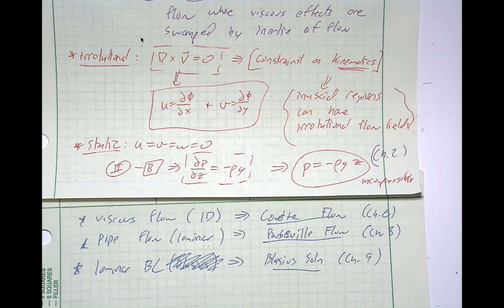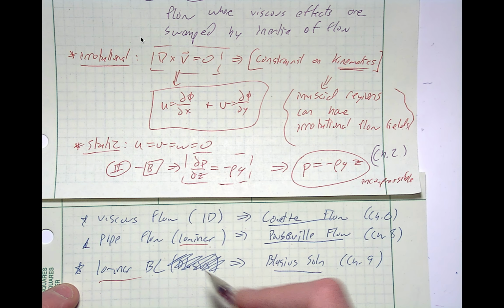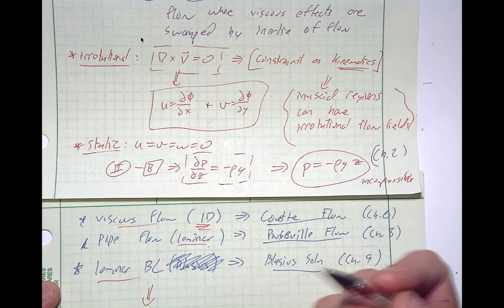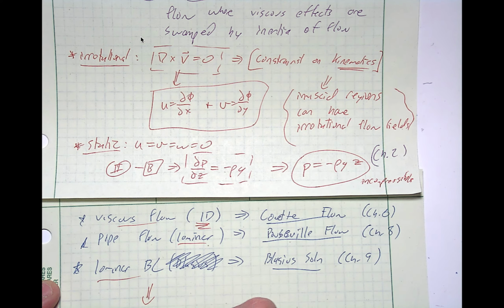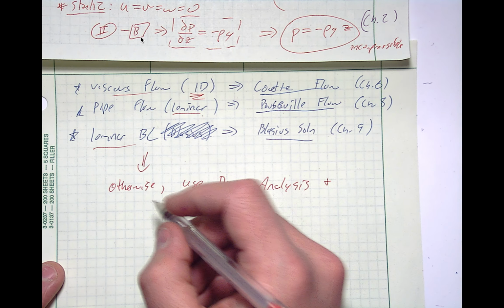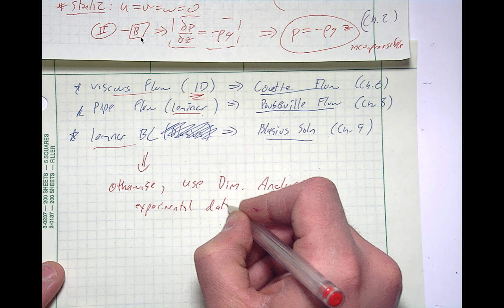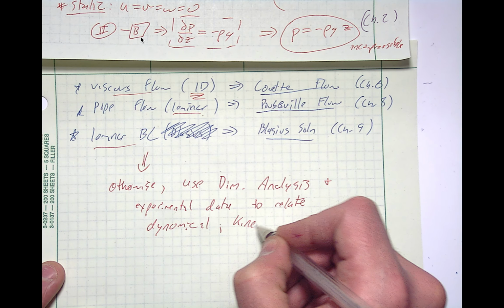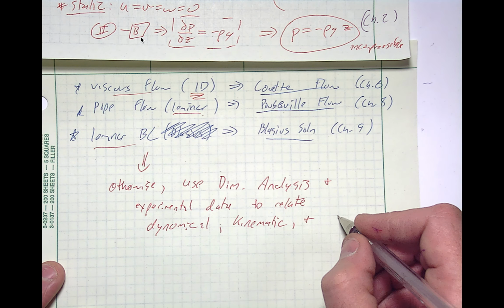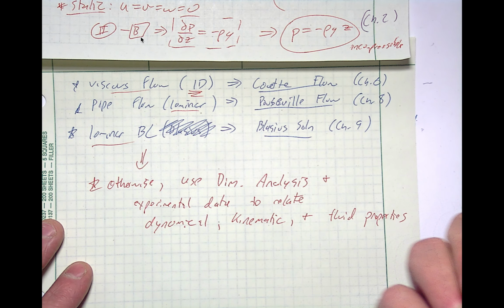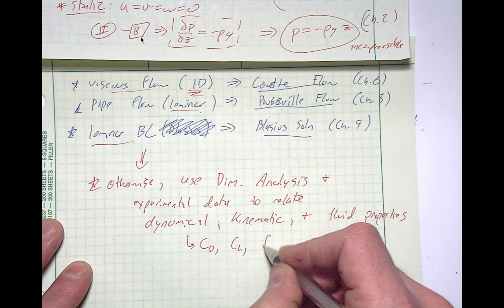So now we're taking fewer assumptions about the flow. These are complicated, and if we can't make these, we see laminar boundary layer, and this needs to be fully developed for our Poiseuille flow; viscous flow is 1D. If we can't make those other assumptions, well then otherwise, use dimensional analysis and experimental data to relate our dynamics, our kinematics, and fluid properties. And so this is, right, our drag coefficients, our lift coefficients, our friction factors, and our loss coefficients.